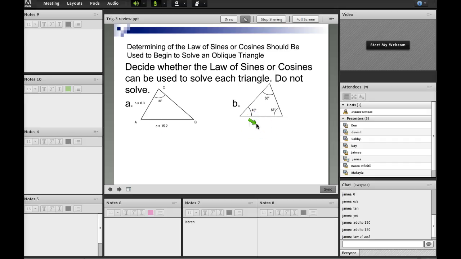Okay. What about B? Could I use law of sines or law of cosines? This is important, look at this. Do I know any of the sides? If I don't know any of the sides, I can't use either. Okay, does that make sense to everybody? First one, law of sines. Second one, neither one.